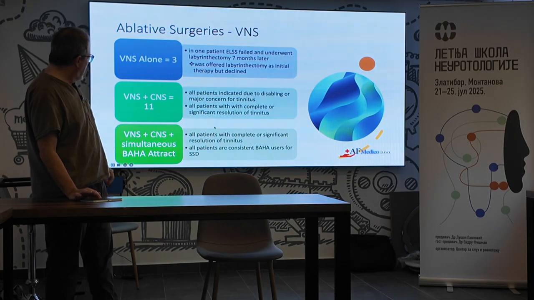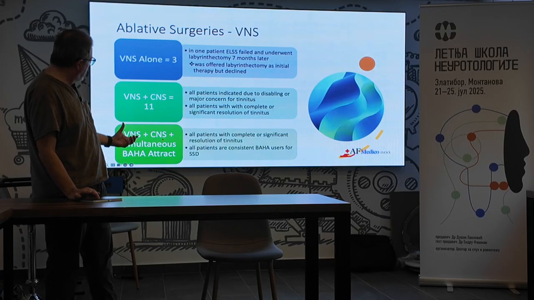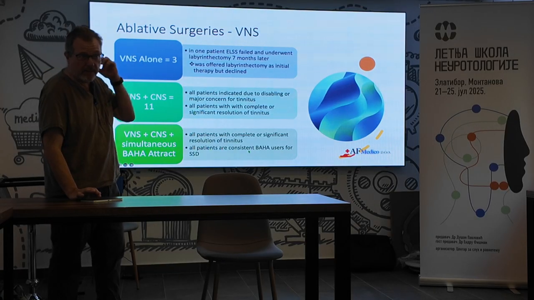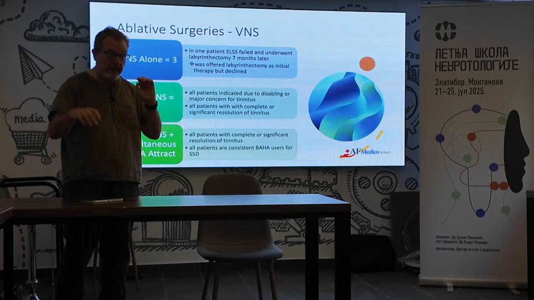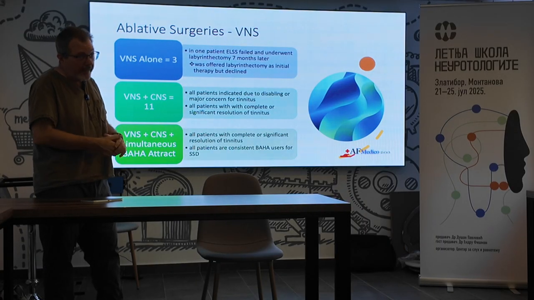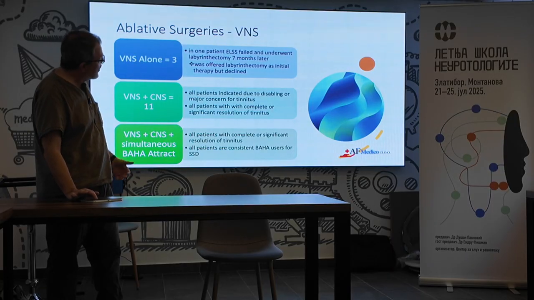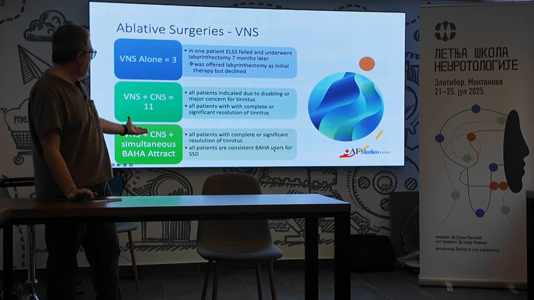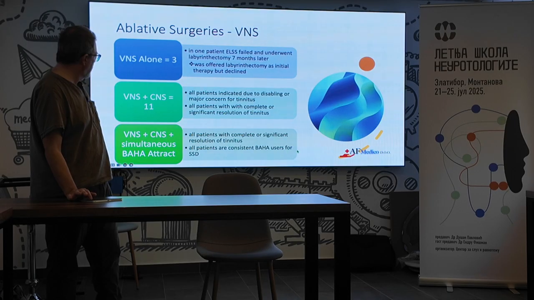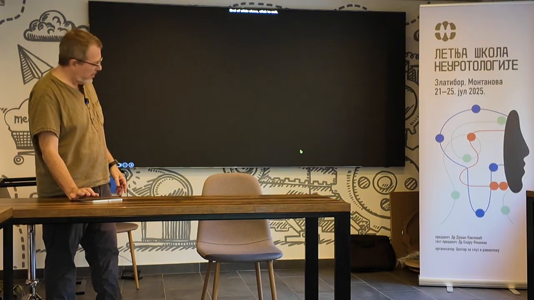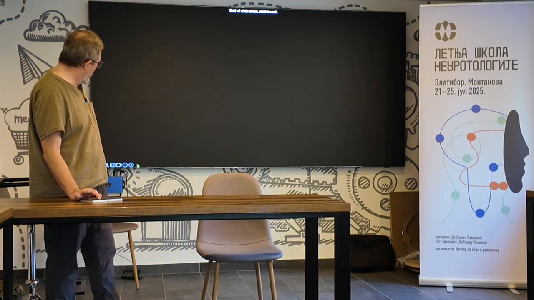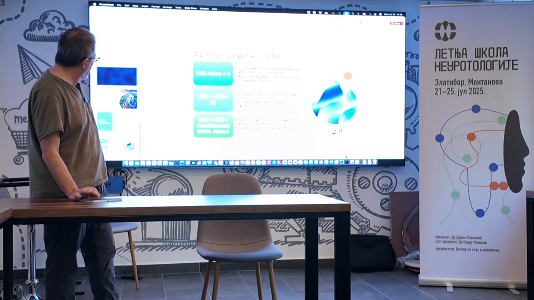Okay, so these patients also, vestibular nerve section plus cochlear and simultaneous Baha. Again, all patients are consistent Baha users because it crosses the sound to the good ear. So it's a very nice treatment for single-sided deafness. Now you've made this patient completely single-sided deaf, but they get benefit from the Baha, and all with complete or significant resolution of tinnitus. Okay, so let's go on to the next section. Let's see. Okay, that's the end of that.